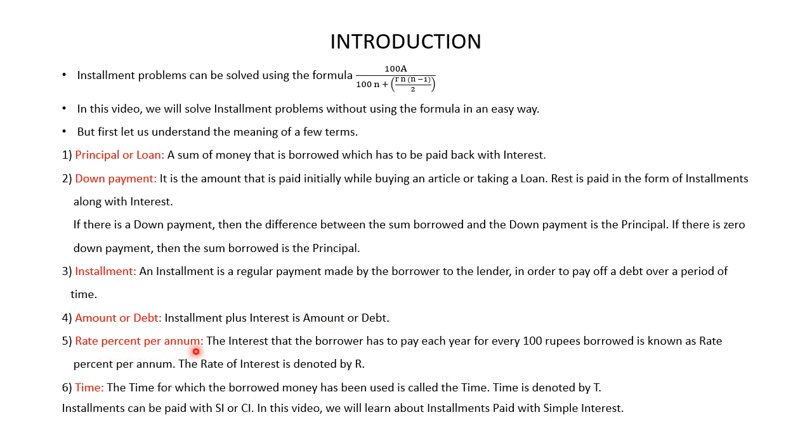Rate percent per annum. The interest that the borrower has to pay each year for every 100 rupees borrowed is known as rate percent per annum. The rate of interest is denoted by the letter R. Time. The time for which the borrowed money has been used is called the time. Time is denoted by T. Installments can be paid with simple interest or compound interest. In this video, we'll learn about installments paid with simple interest.